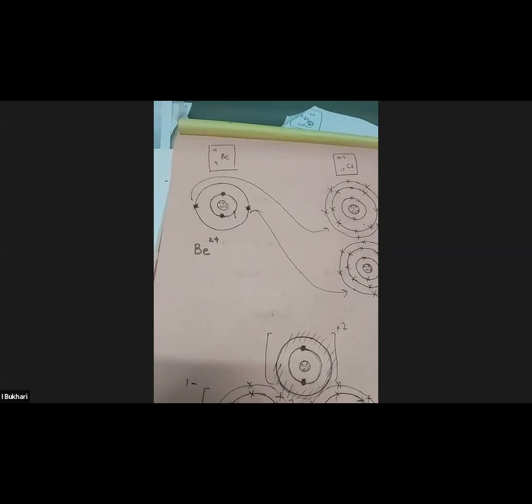Iman Javed, lithium and beryllium are in group 1. No, beryllium is not in group 1. Beryllium is in group 2. Oh, sorry, lithium and beryllium are in group 1 and 2. Okay, so why are they having 3 and 4 electrons? Where are they having 3 and 4 electrons?